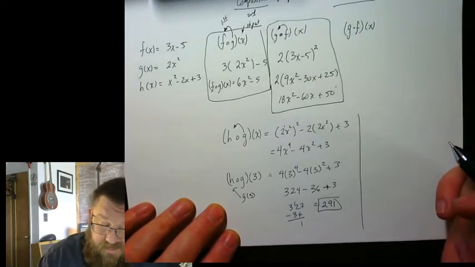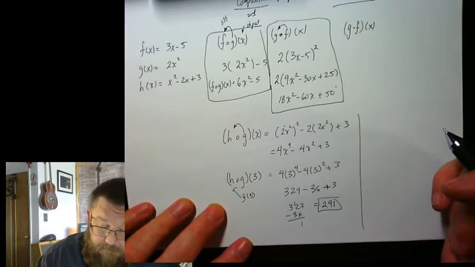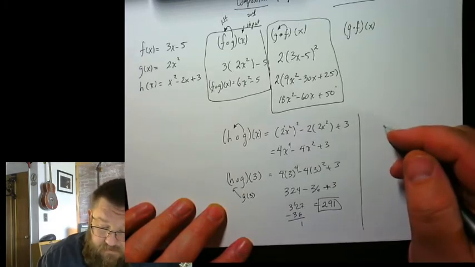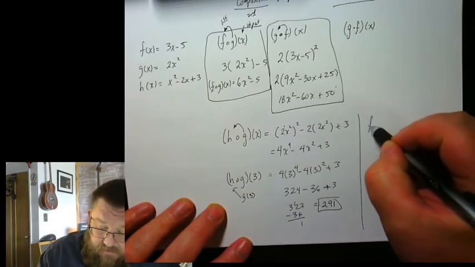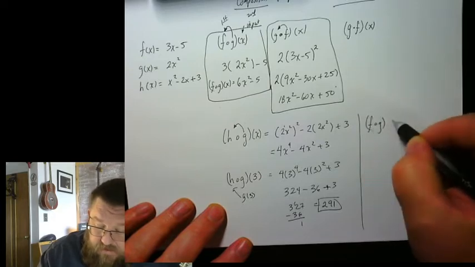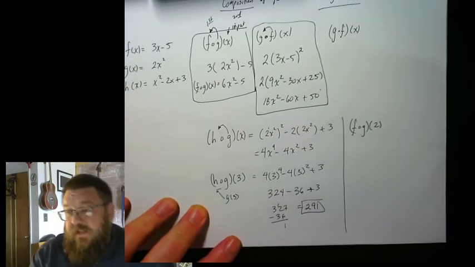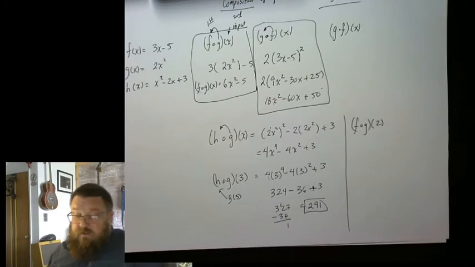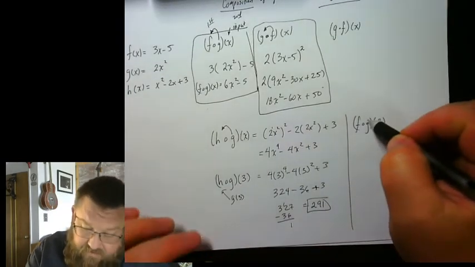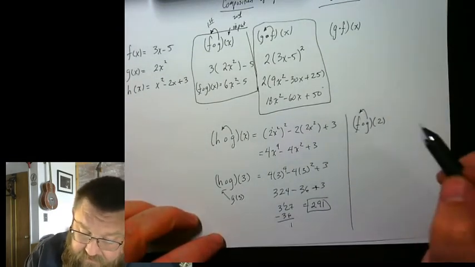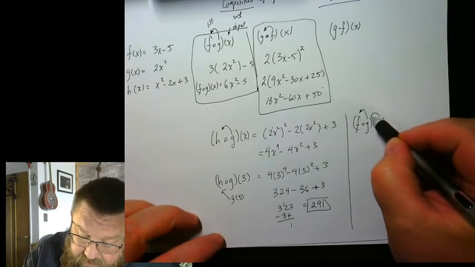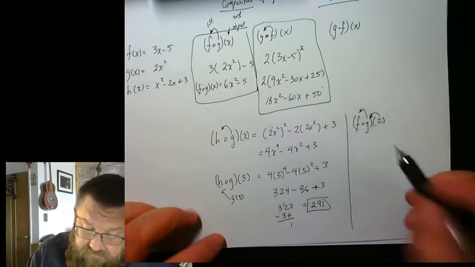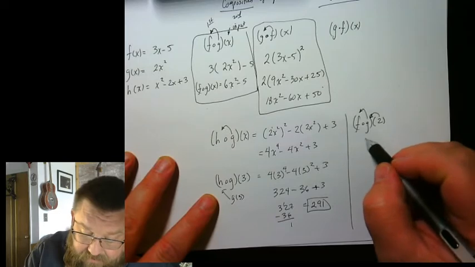So now, what if we had something like this, though? What if we had, let's see here, what if we had f of g of 2? Check this out. There's two ways to do this. You can first, if you wanted, plug g into f, or you could first plug 2 into g. That's what I'm going to do. I would do that first.